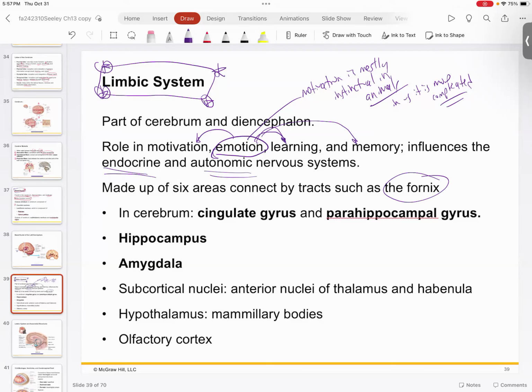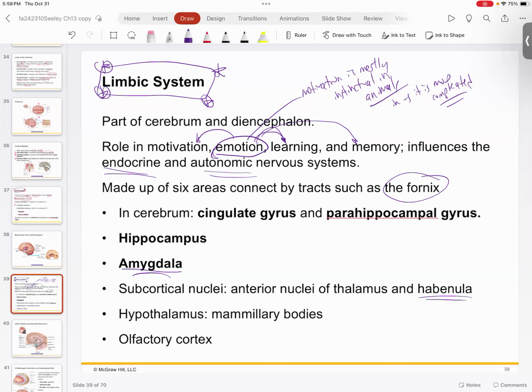And the hippocampus is important, as well as the amygdala, because the hippocampus typically is associated with your memory. Your amygdala is associated with your motivation and your fear. And so these are all important pieces. So these are 4 of the 6. The subcortical nuclei are the anterior nucleus of the thalamus and the habenula. So this is basically going to feed into your emotions.